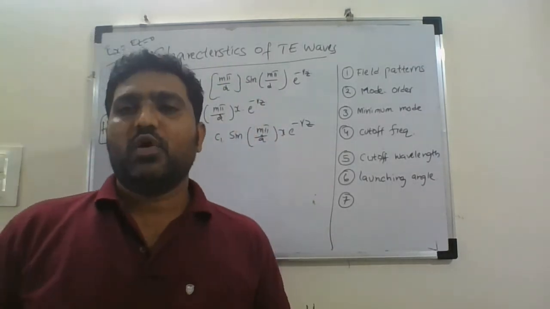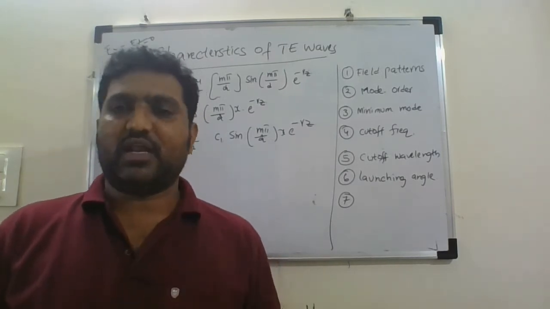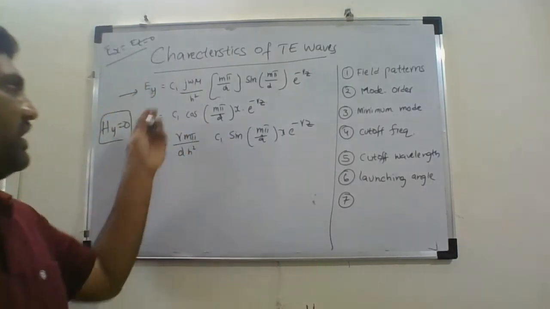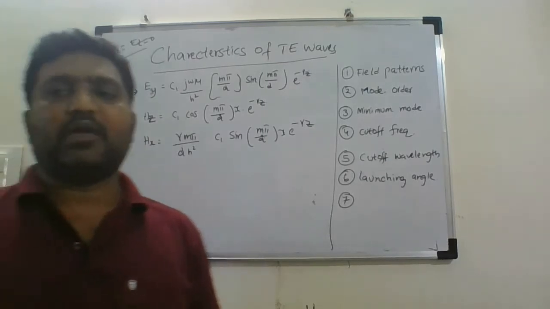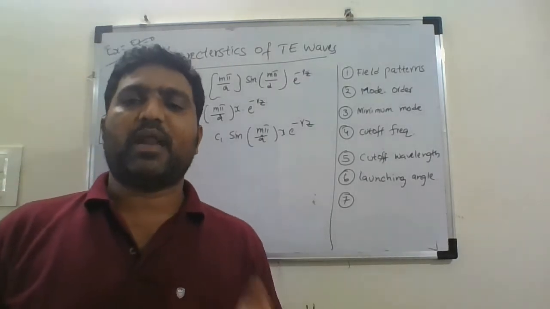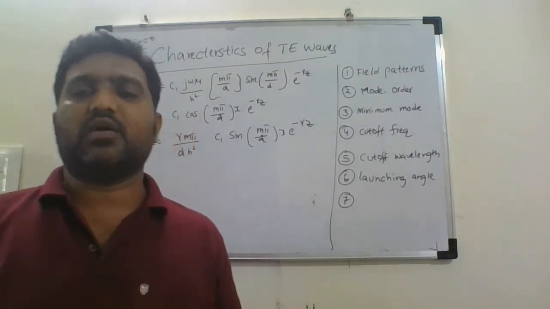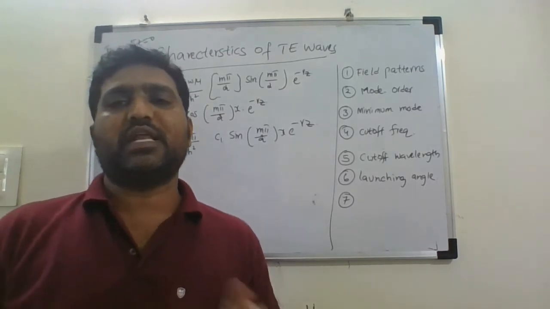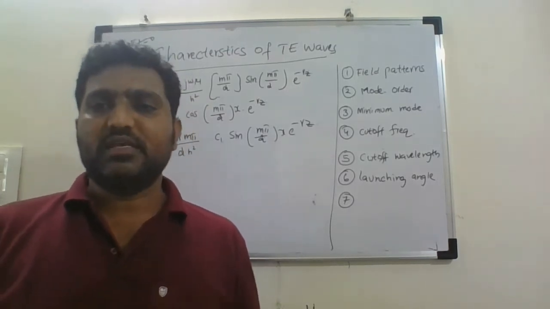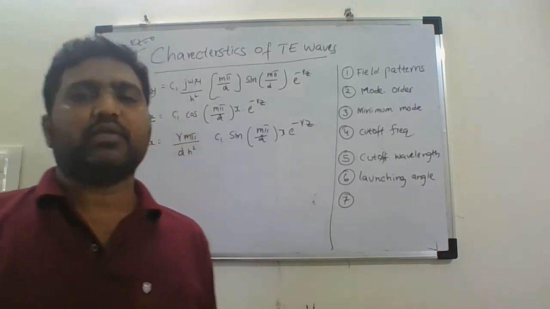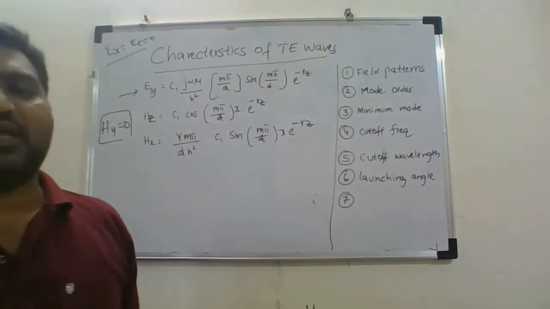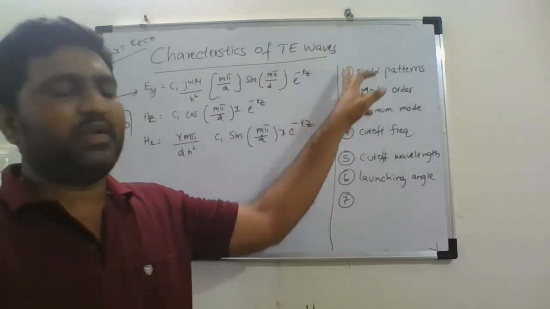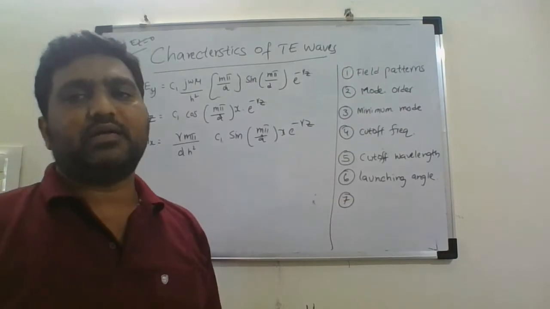Whatever TE waves we derived, the field patterns are derived here. From these field patterns, we define certain parameters or characteristic terms that are related to the TE waves. So what are these? Let us discuss one by one. As I have listed out, these are the parameters that are related to the TE waves.